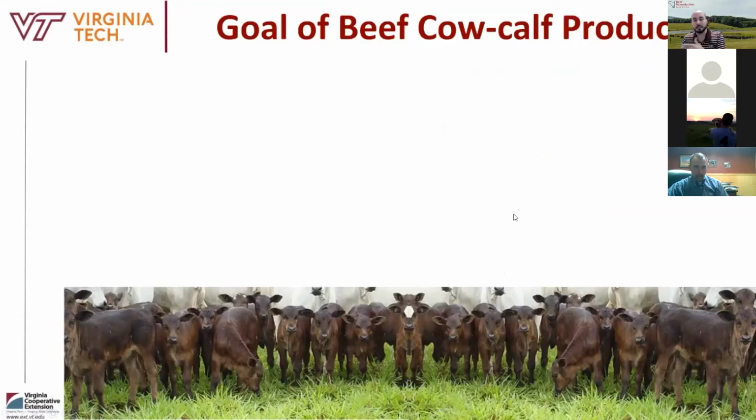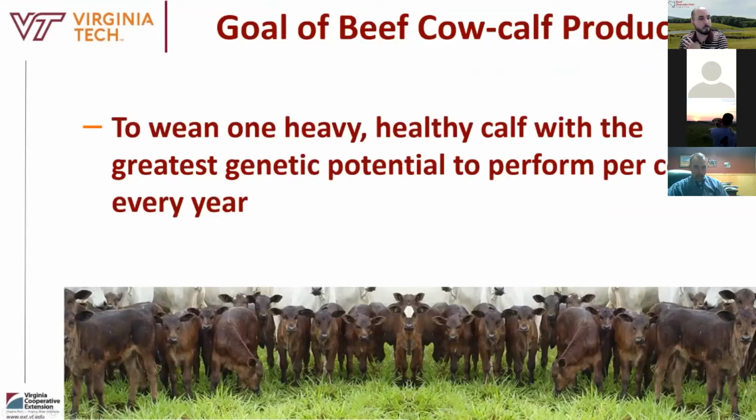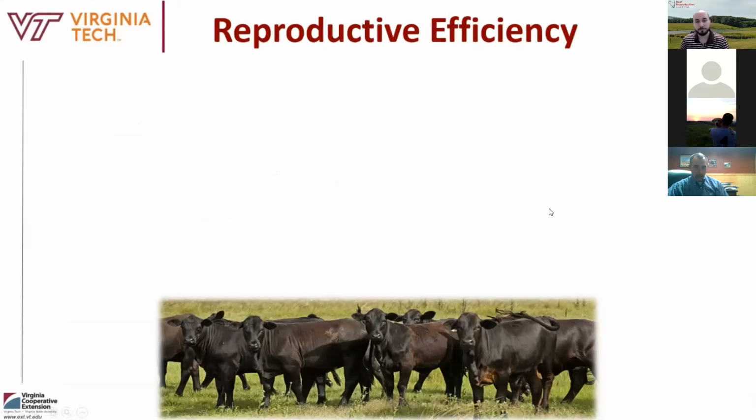We all understand this, right? If you're in beef cow-calf production, your goal is to produce that calf every year, because we're in the business of selling pounds of calf in the cow-calf industry. And we need to make sure that calf is healthy and heavy. Dr. Spear mentioned early on, if the calf is not alive, he's not going to perform, right? And a key component to achieving this goal is reproductive efficiency.